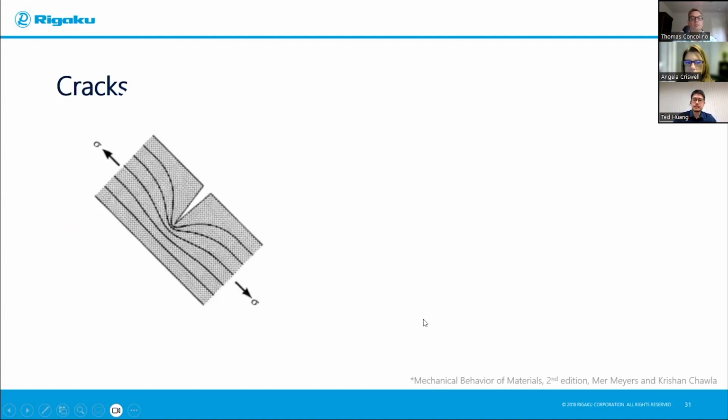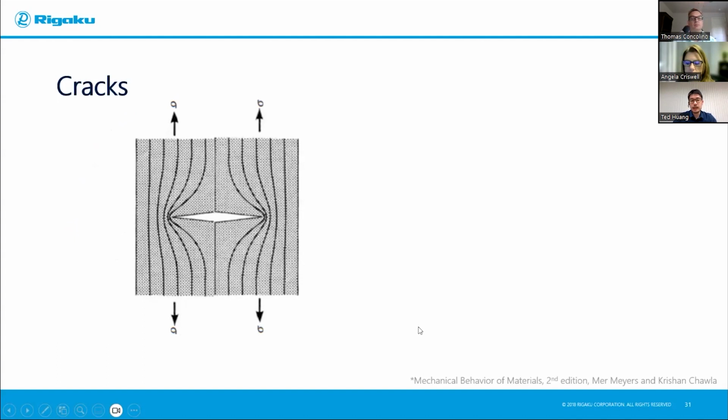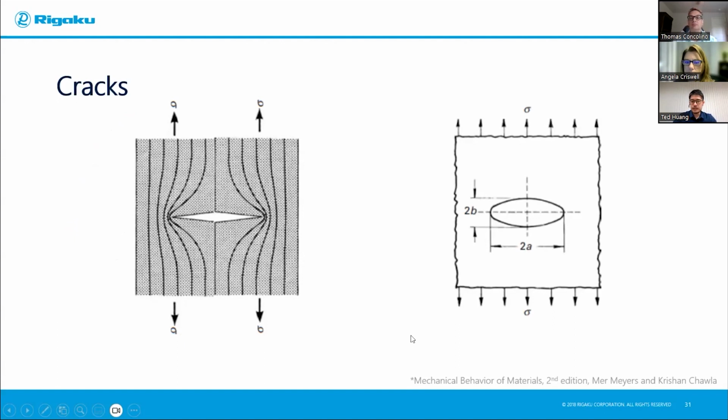So if we rotate this image and just mirror it, well, now we have an internal crack, and still with the load or stress distribution lines perfectly demonstrating the concentration of forces at the tip. And if we show it on the right, it's a similar demonstration, but in this case, we even add in the dimension of the crack that we're seeing, with the longer dimension to be A or 2A, and the width of it to be B.